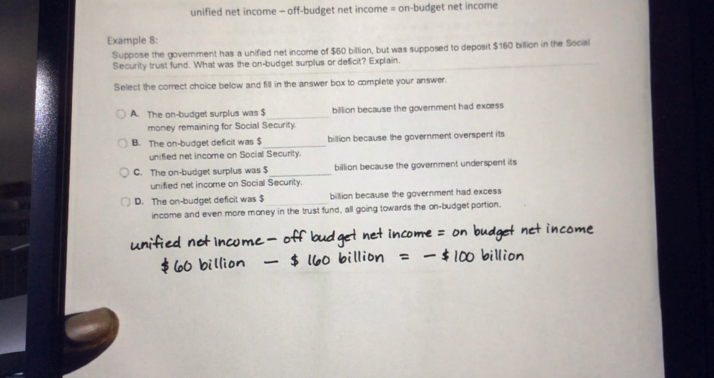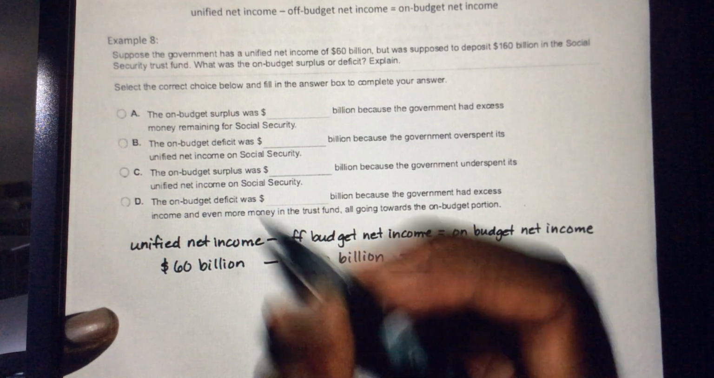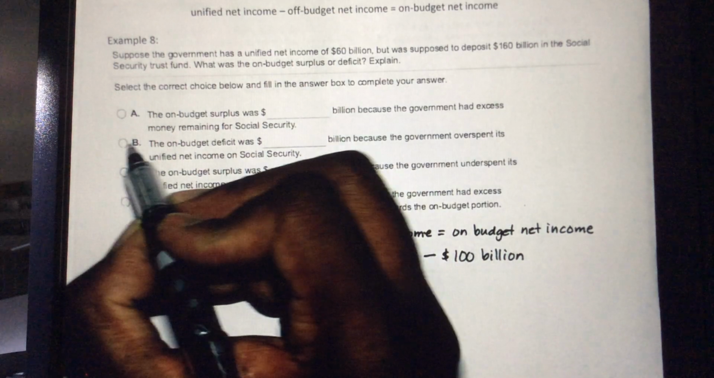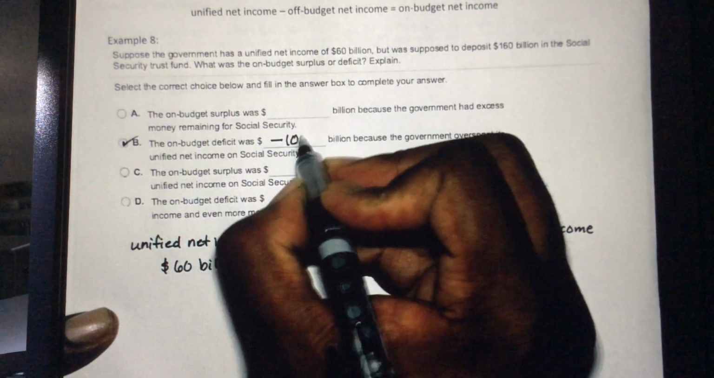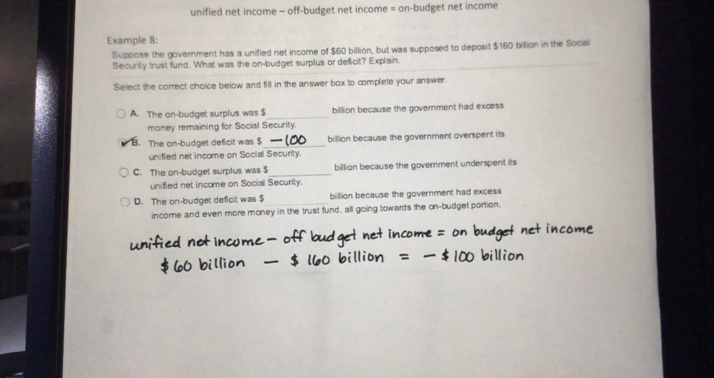Now, in this case, since it is negative, we have what they call an on-budget deficit. Okay, so negative $100 billion. And that's because the government overspent its unified net income on Social Security.